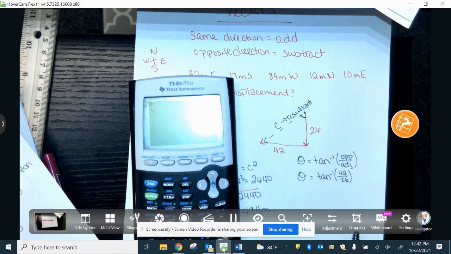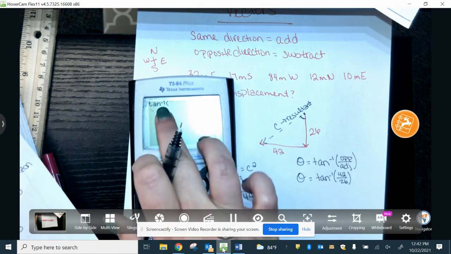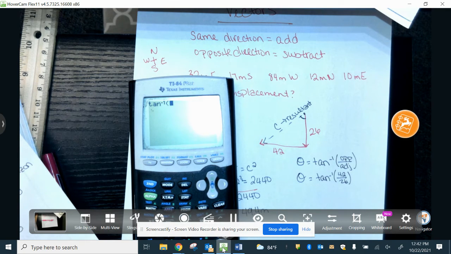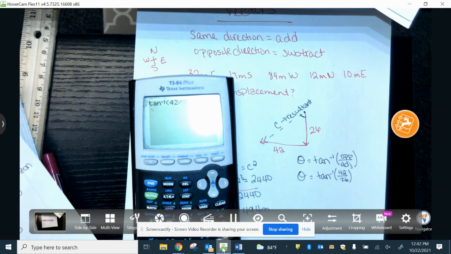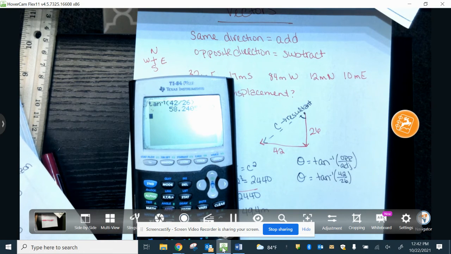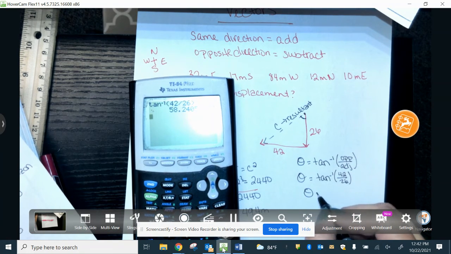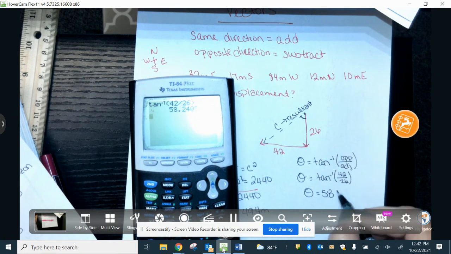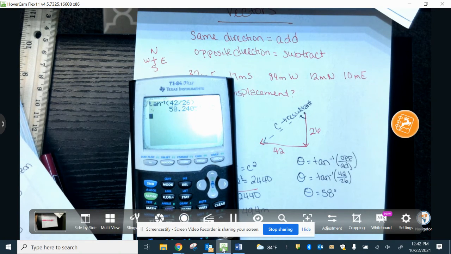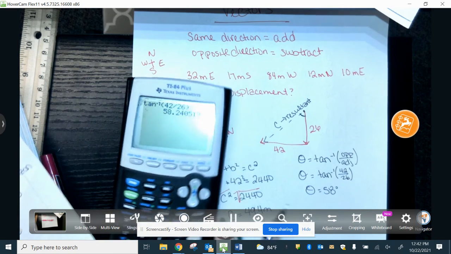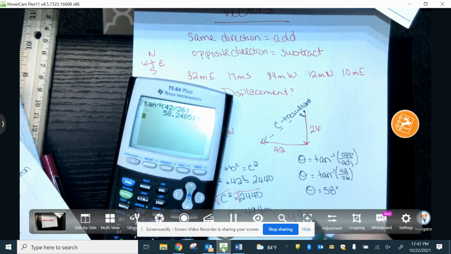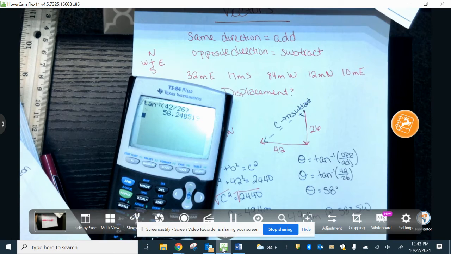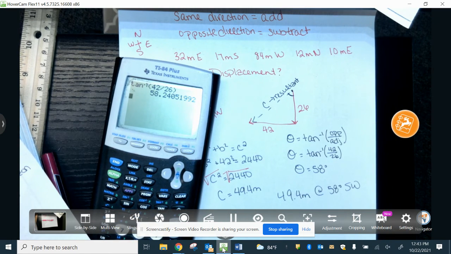Then second quit to get out of that. I'm going to go second tangent, and it's going to give me the inverse tangent, which is what I want. I'm going to go 42 over 26. Theta is 58 degrees. So my entire answer is 49.4 meters at 58 degrees southwest.